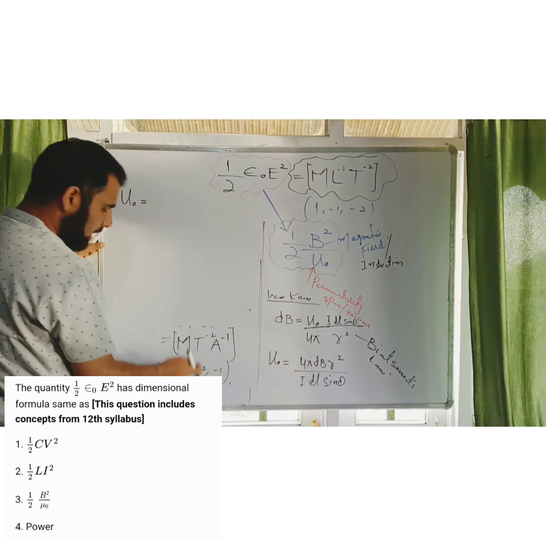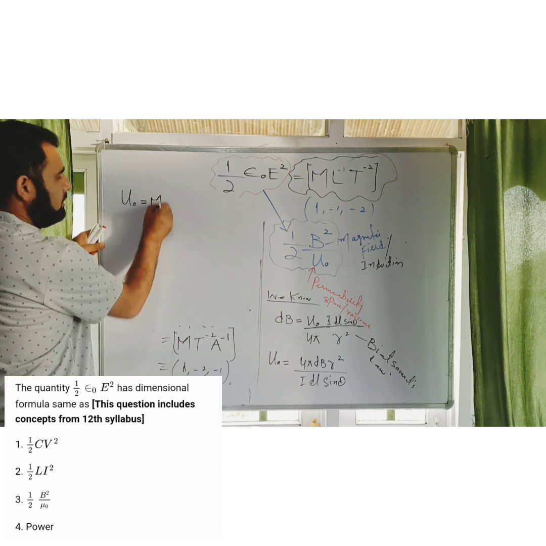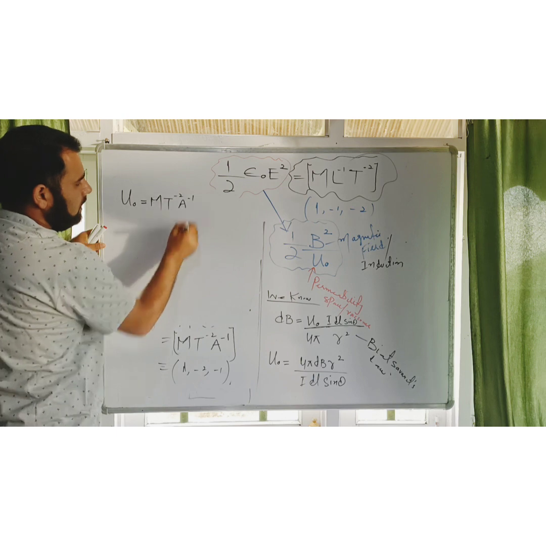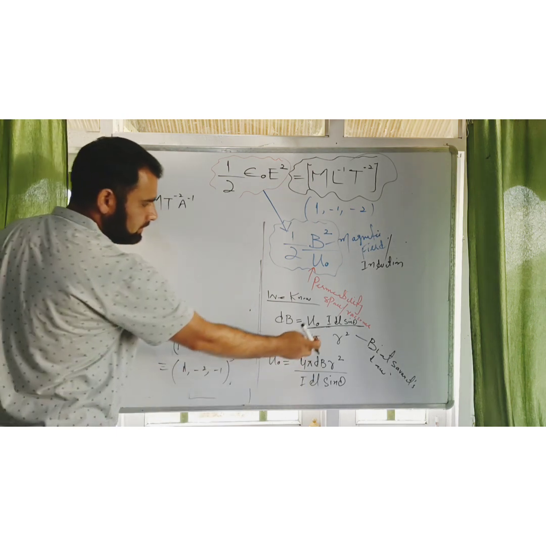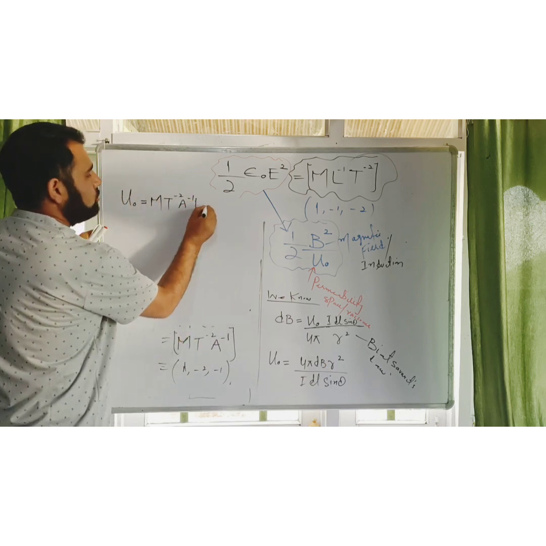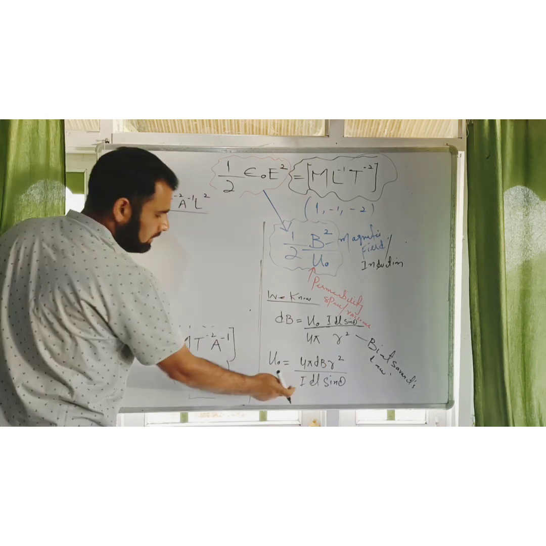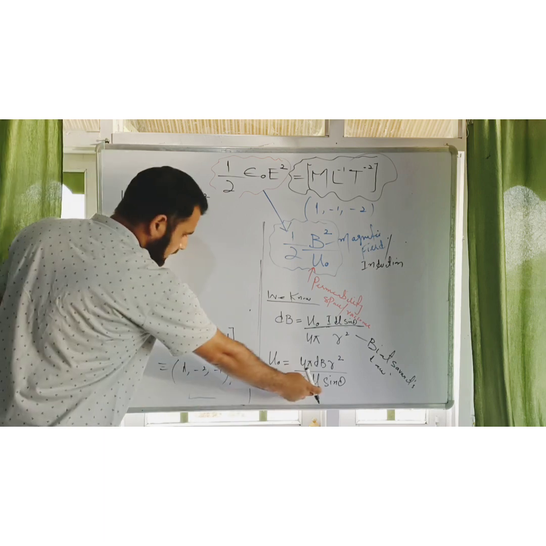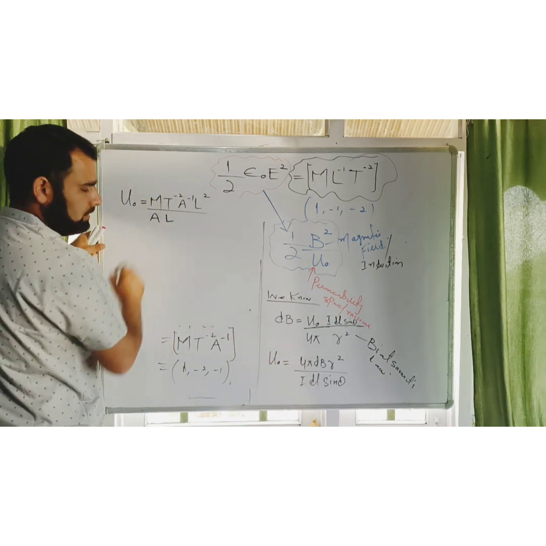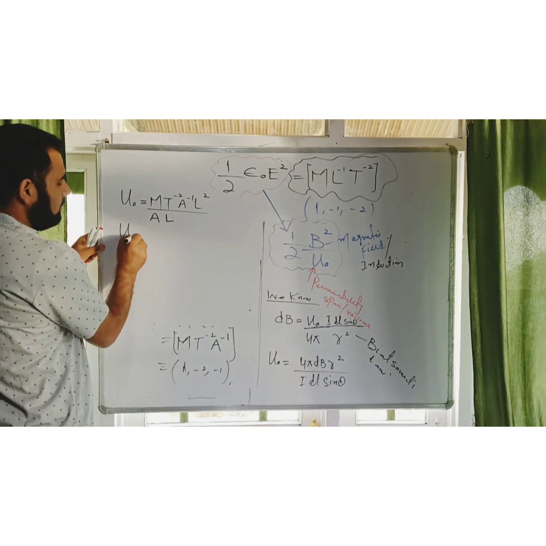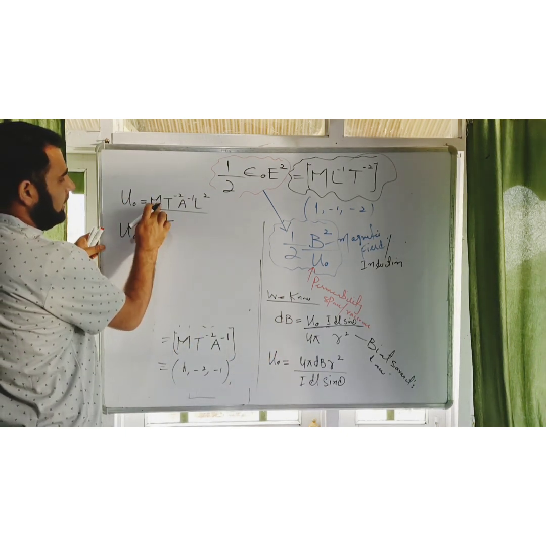The dimensional formula of magnetic field is M T minus 2 A raised power minus 1. Already we deduced this. Then r square is L square, divided by I, the current, which is represented by A dimensionally; dl is L, and sin theta is dimensionless. So the dimensional formula of mu naught is simply equal to M.